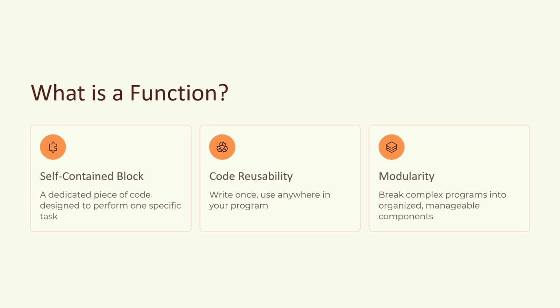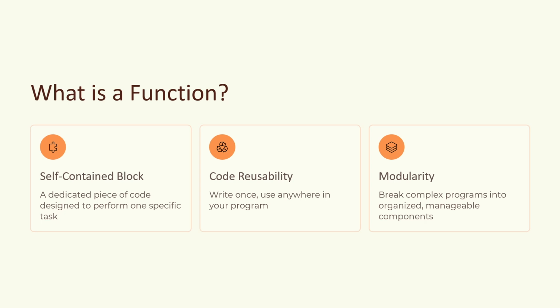Instead of writing the same code again and again, we write it once inside a function and reuse it whenever needed. There are three main advantages of using functions: self-contained block, code reusability, and modularity. We are going to see each one in detail. Self-contained block: it is a dedicated piece of code designed to perform one specific task. In other words, each function performs only one task, making programs easier to understand.